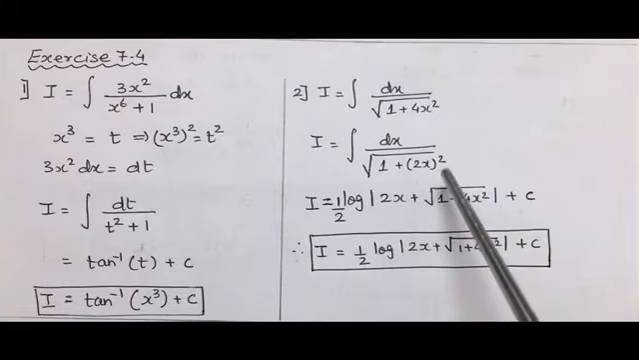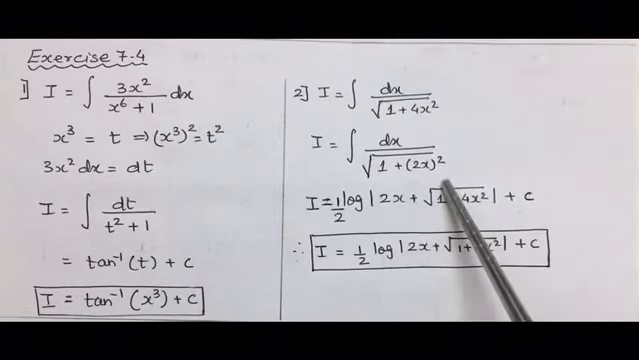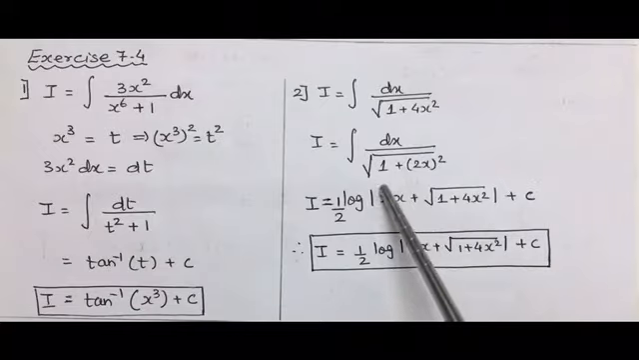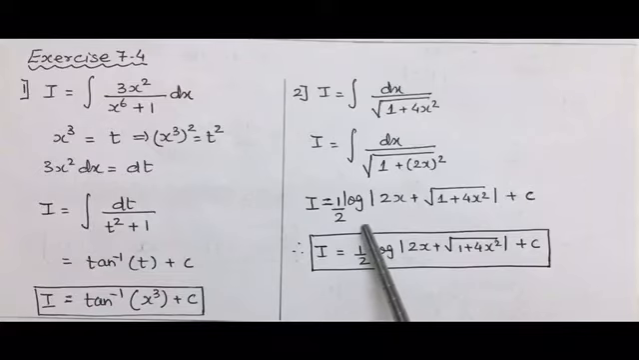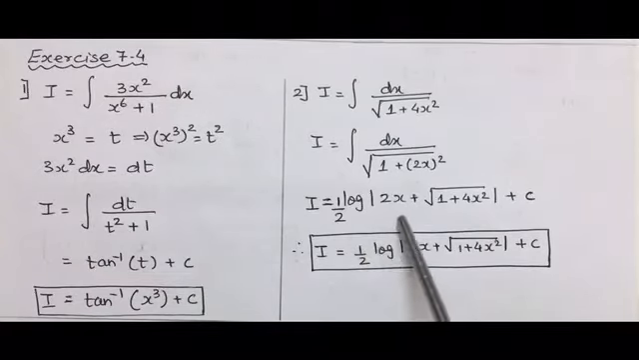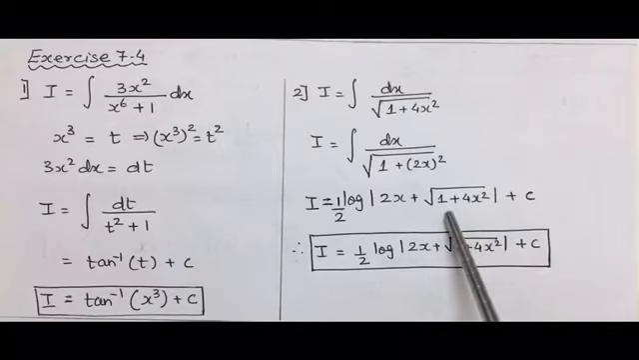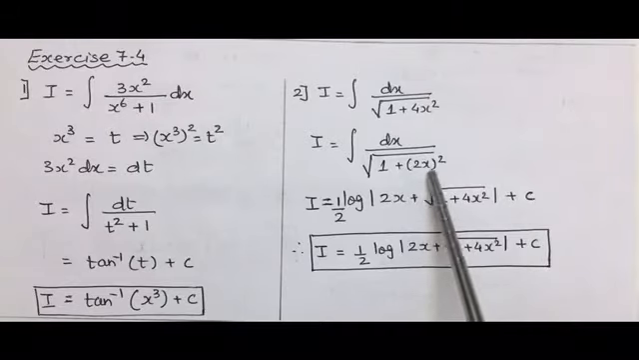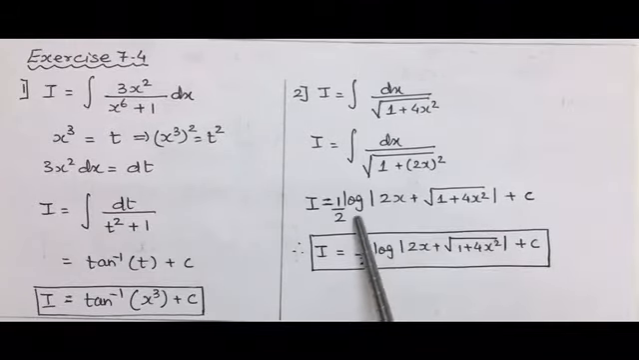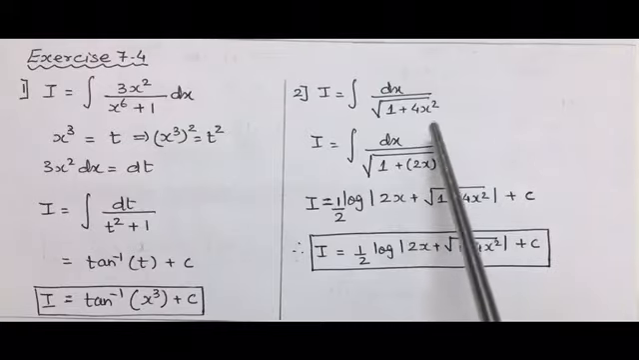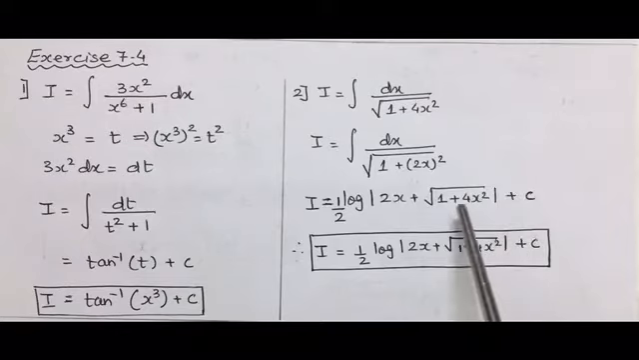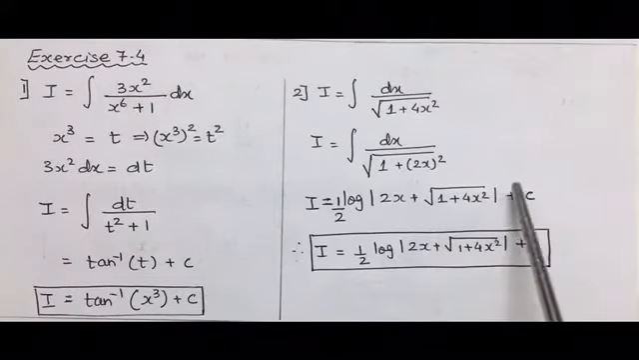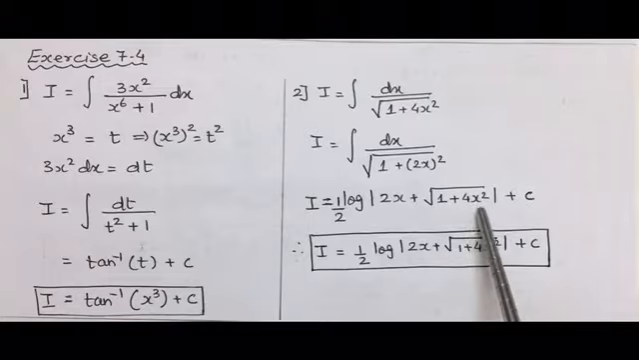Now if we see the standard integration number 4, that is given root of x square plus a square. Its standard integration is log of x plus under root a square plus x square. Now instead of x we have 2x. So we need to write log of 2x plus whatever the question is given, that will only come under the root. So we have written here under root 1 plus 4x square.